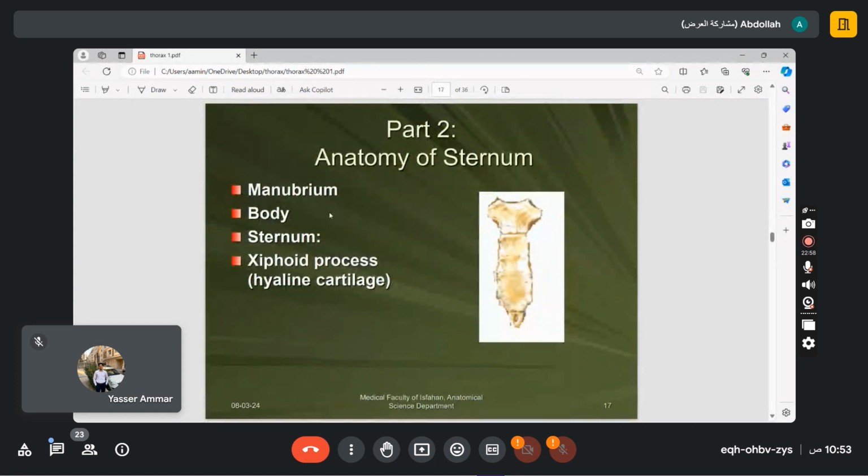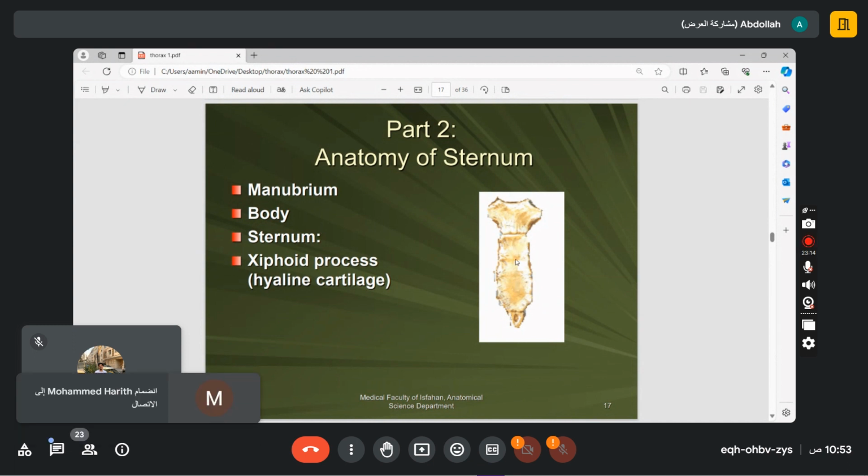Okay, after the ribs, we studied the sternum. This is the sternum. The sternum has a manubrium. This part of the sternum is the manubrium. It has a body. This part of the sternum is the body. And here is the xiphoid process. The xiphoid process is hyaline cartilage.